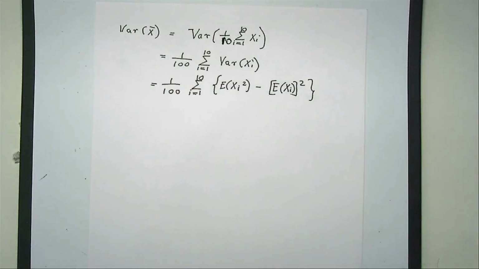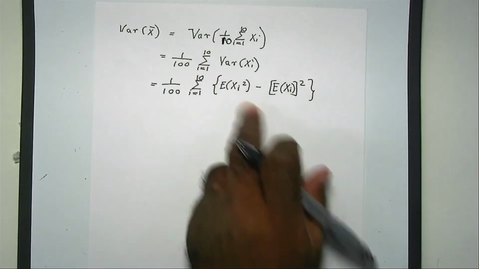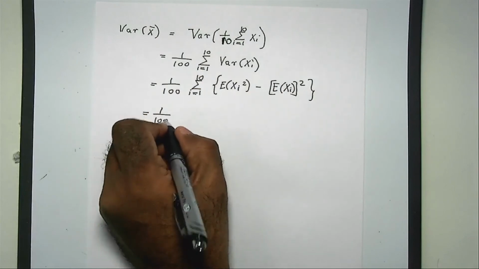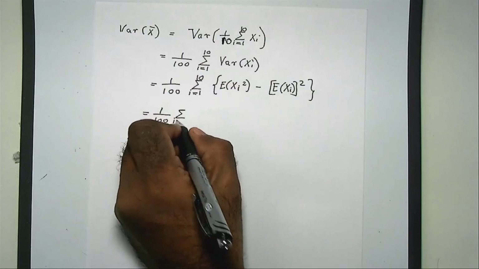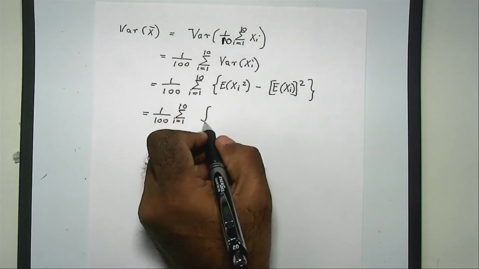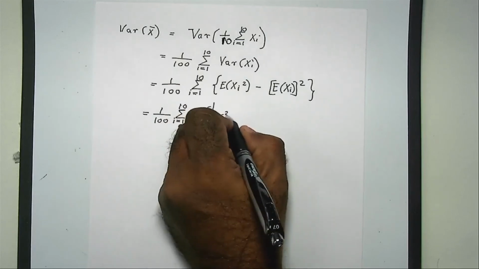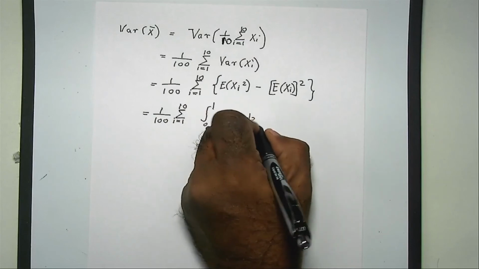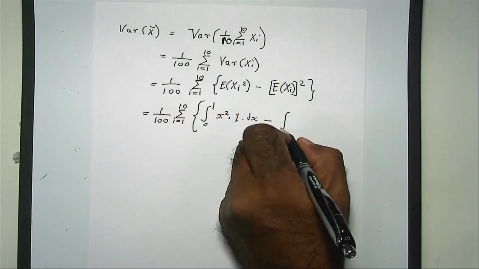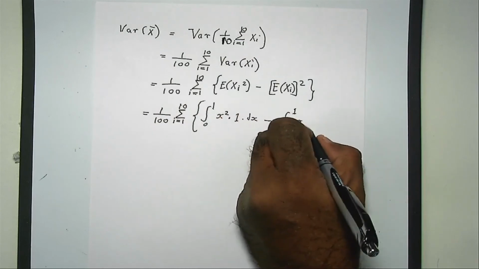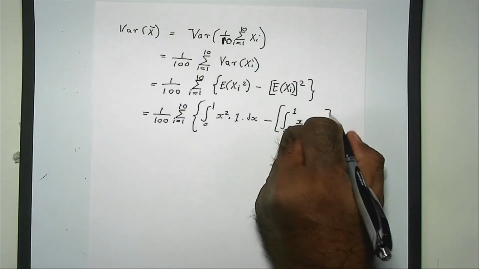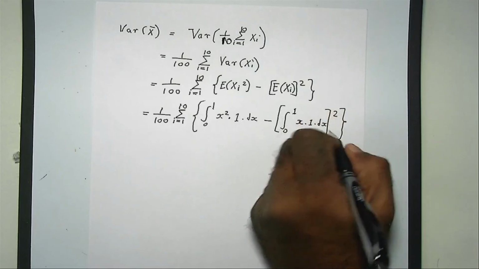This is what you have, right? Now each of these is easy to work out. To find this, you just integrate 0 to 1 of x squared times 1 times dx, right? To find this one, you do the same thing.